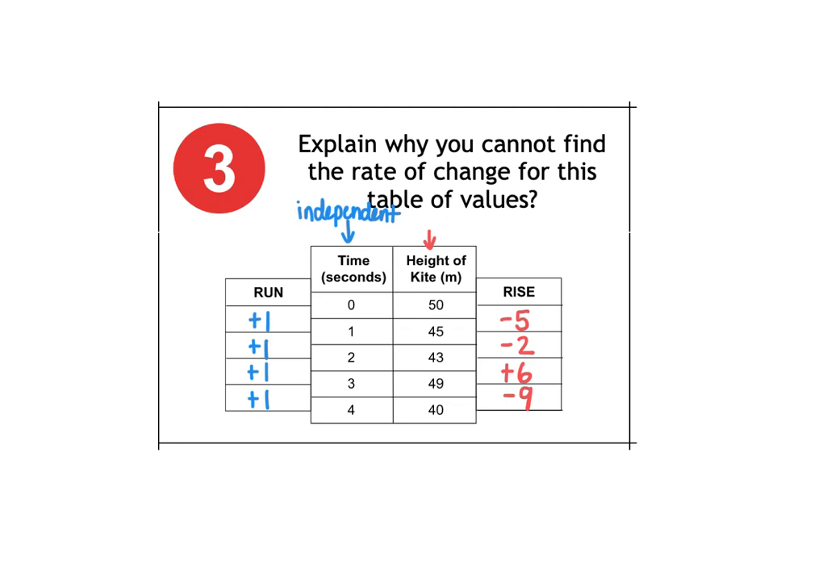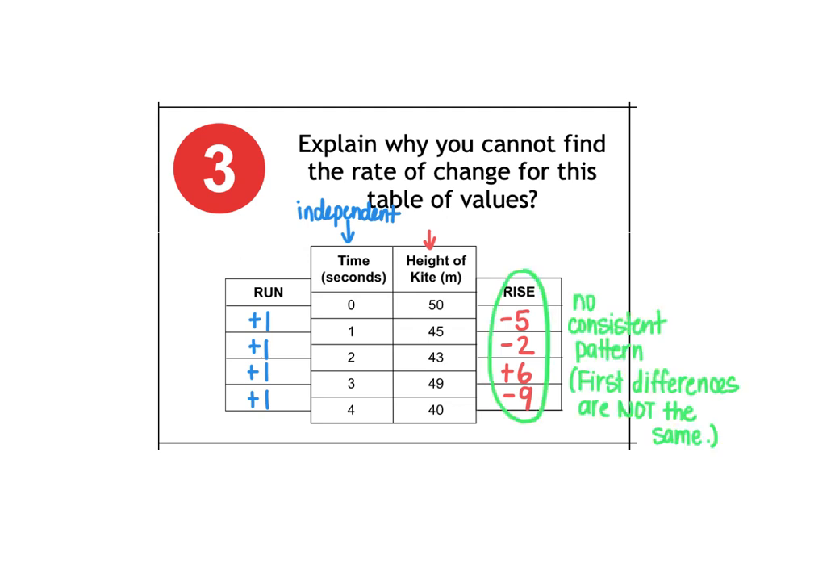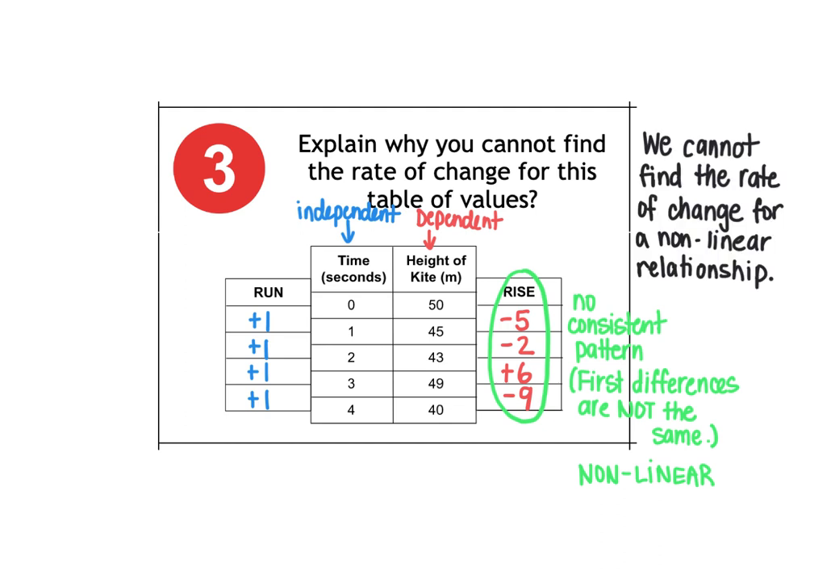Because there isn't a consistent pattern in this right side, or the dependent side of our table, we can conclude that the relationship is nonlinear. Because the relationship is nonlinear, we cannot determine a rate of change.